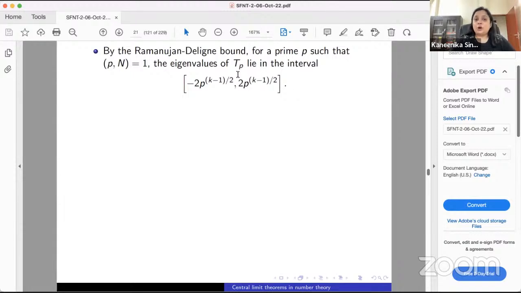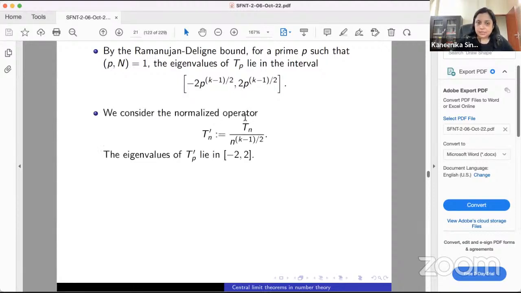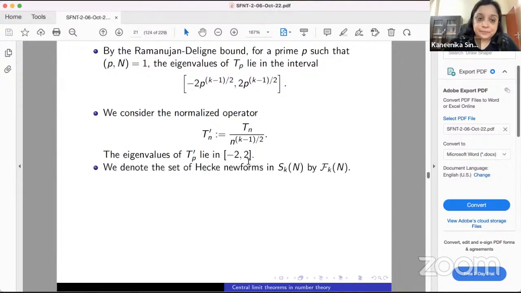So if you were to normalize your eigenvalue T sub P by P raised to the (k minus 1)/2, the eigenvalues of the normalized Hecke operator would lie in the interval minus 2 to 2, irrespective of what your prime is. Okay. So the question that arises is, how are these eigenvalues distributed in the interval minus 2 to 2, if you let, for example, your spaces of cusp forms become larger and larger?